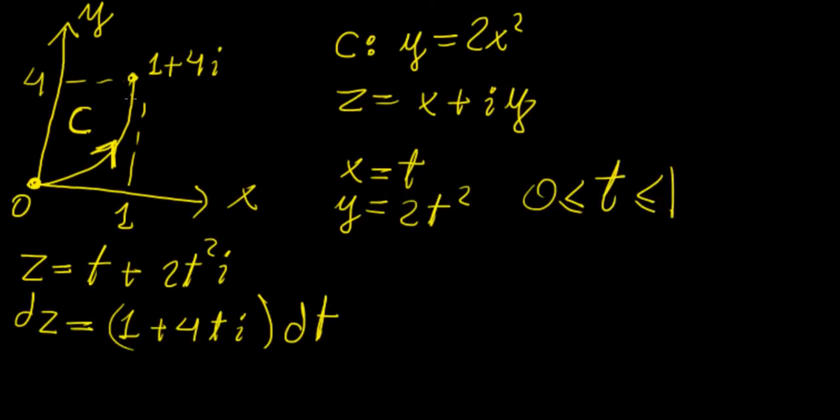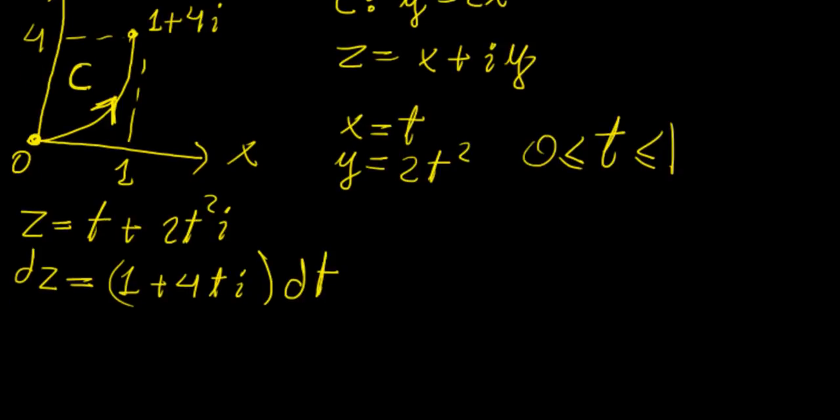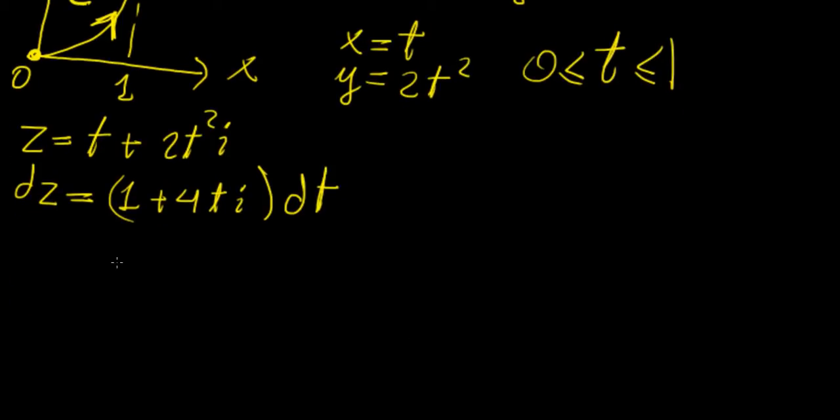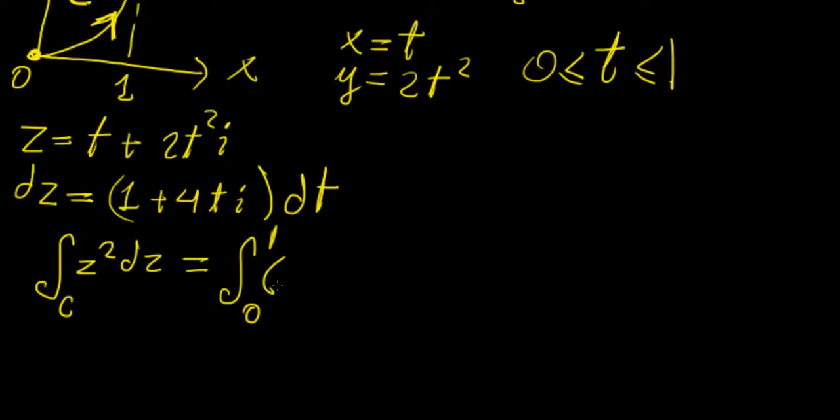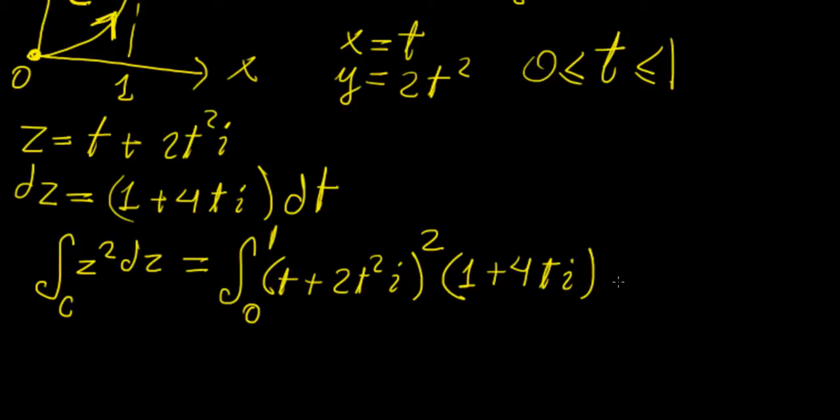So remember that this is just a path. The integration depends on the function we select. So in this case, I want to perform the integration of the following function, z squared dz. So all we're going to do is replace all those values that we just found. So z is defined as t plus 2t squared i, and this is going to be squared, times 1 plus 4t i dt. So that's our element dz.